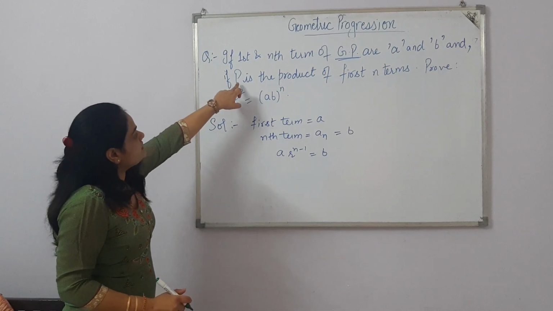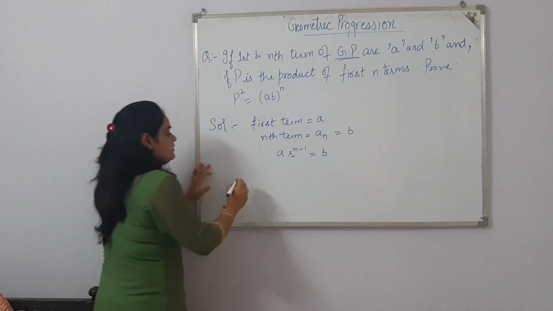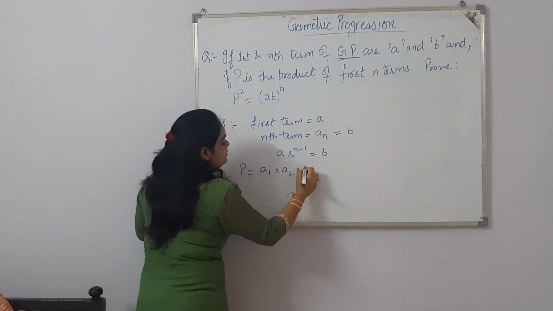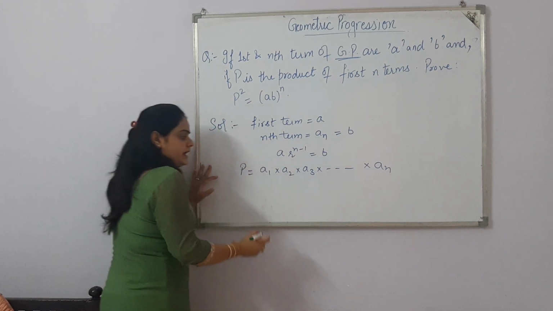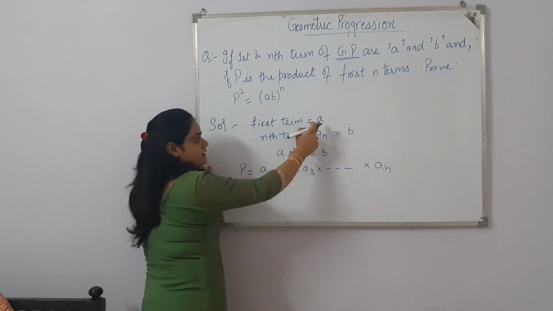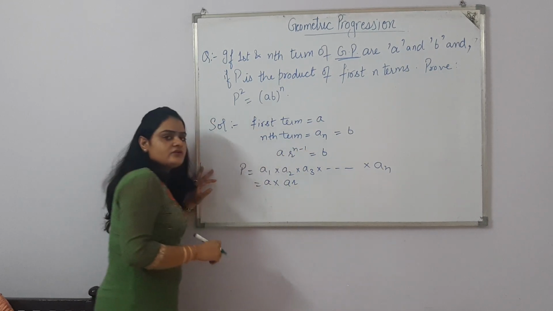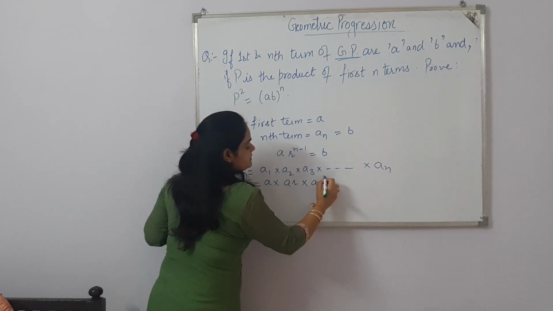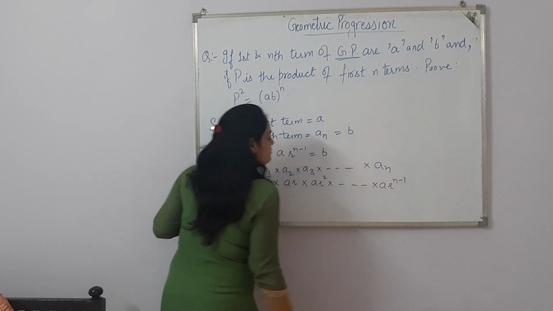Now the third thing given to us is that P is the product of first n terms. That means A1, A2, A3, and so on up to An. What is A1? It is the first term, which is A. Second term, we know in case of GP, is AR. A3 is AR squared. And the last one is AR raised to power n minus 1.